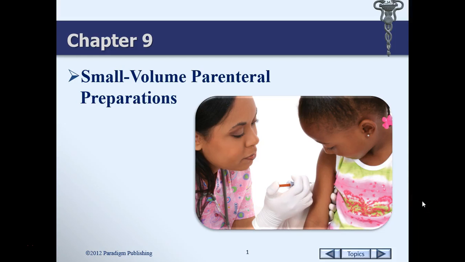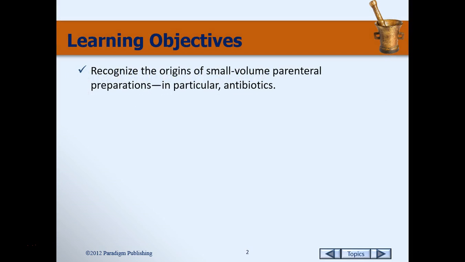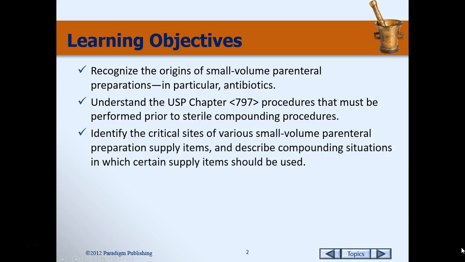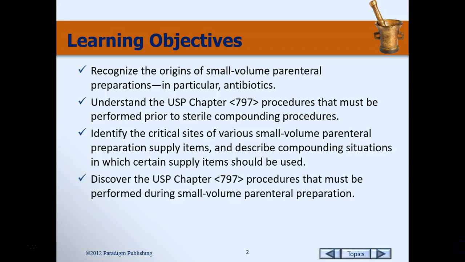This is Chapter 9, Small Volume Parenteral Preparations. Learning objectives for Chapter 9 include: recognize the origins of small volume parenteral preparations, in particular with antibiotics; understand the USP Chapter 797 procedures that must be performed prior to sterile compounding procedures; identify the critical sites of various small volume parenteral preparation supply list and describe compounding situations in which certain supply items should be used.